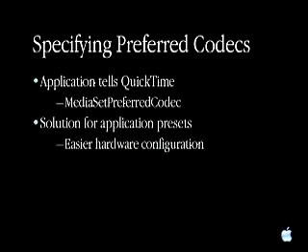The way an application can specify this preferred codec is to use this new API called MediaSetPreferredCodec. By using that, you provide QuickTime a list of codecs you prefer to use. Internally, QuickTime is still going to sort all of them by speed. At the end of the sort, we're going to put the codecs you've given us in this list at the top of the list.